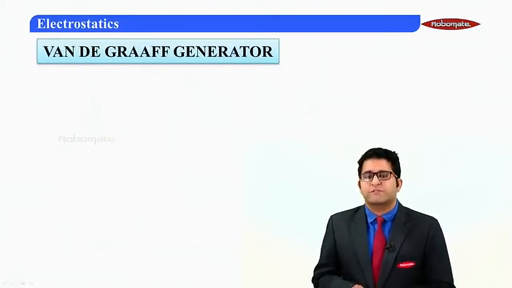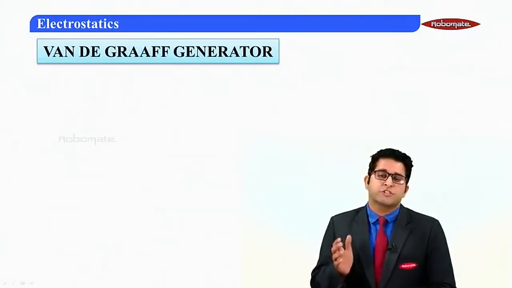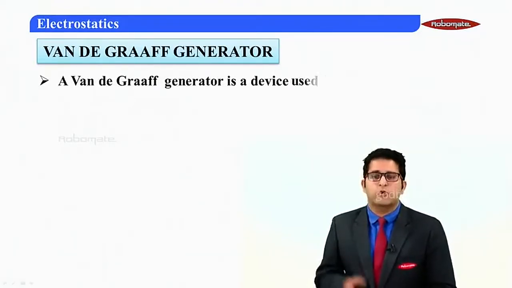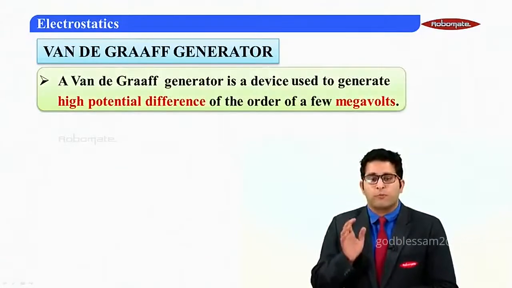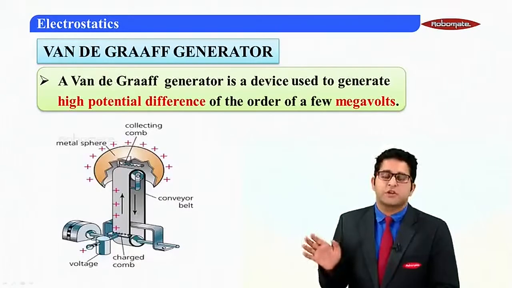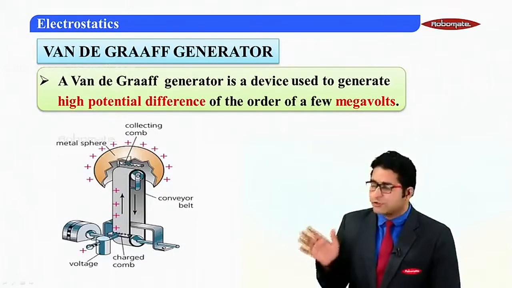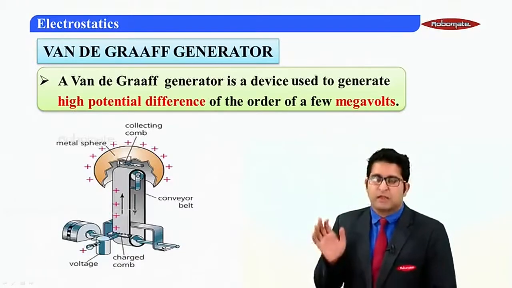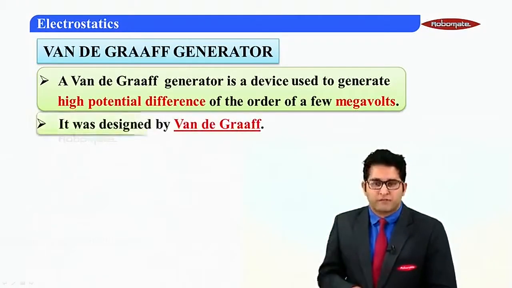Now students, Van de Graaff generator is basically a device which is used to generate very high value of potential difference, and that too of the order of few megavolts. Right? Now see this particular device. This is nothing but your Van de Graaff generator, and it is used to generate very high value of potential difference. Now this was designed by Van de Graaff, right?